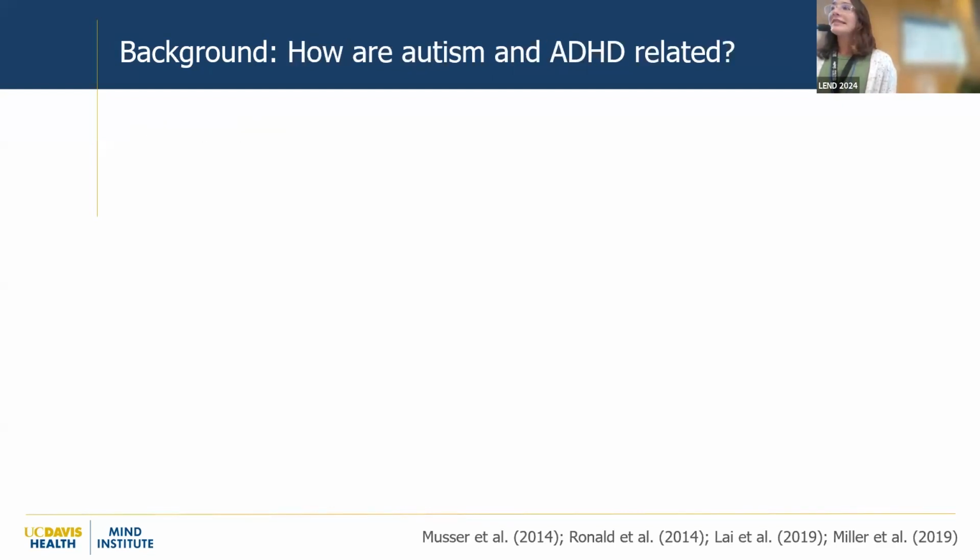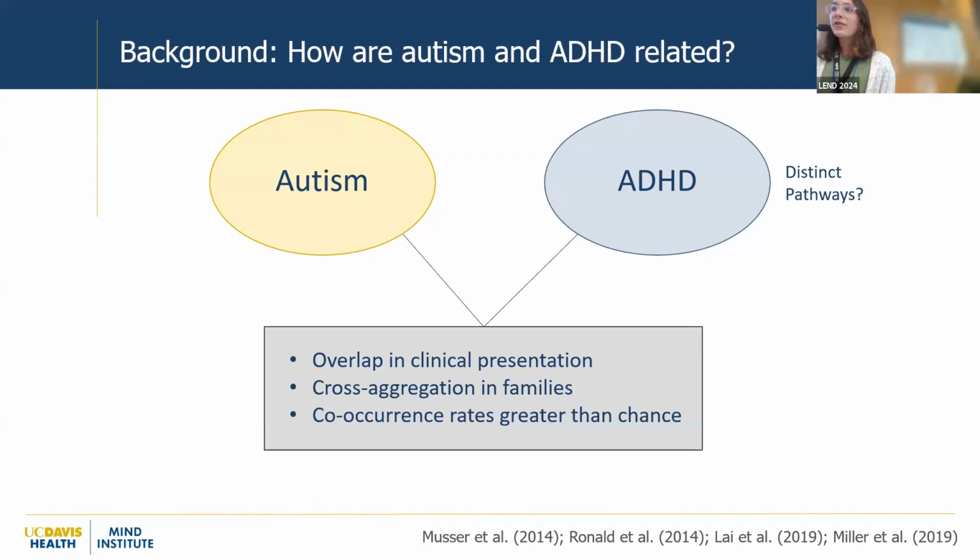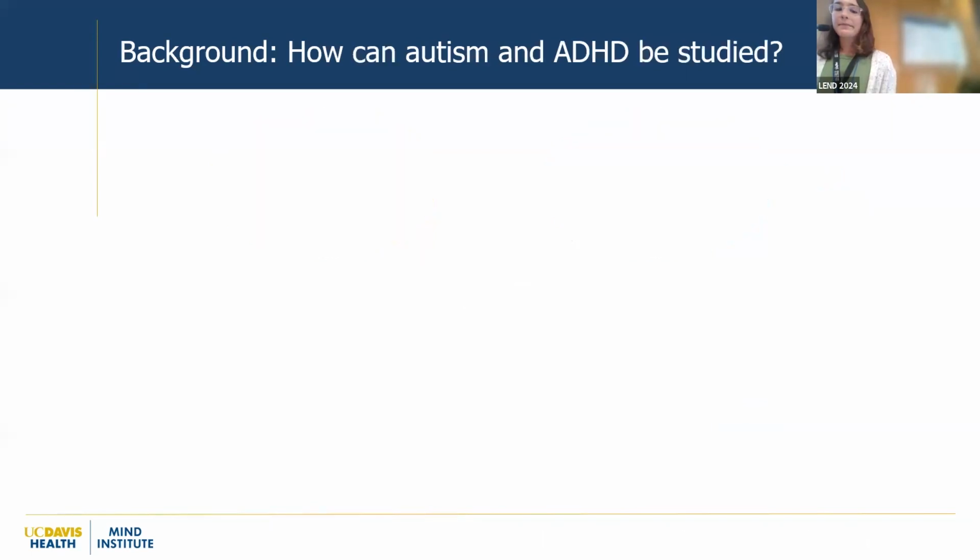Now, why are we interested in studying autism and ADHD together? They have different diagnostic criteria, and although these differences seem to suggest distinct developmental pathways, they also overlap in their clinical presentation, clump together in families, and occur together at rates greater than chance, which all seem to suggest the potential for shared developmental pathways as well. And recent work from the Miller Lab has found evidence for both shared and distinct developmental pathways, with some early markers common to both and others more specific to one.